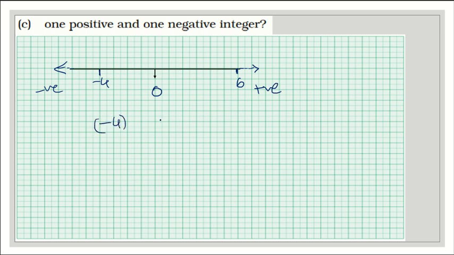Obviously every negative number is left of each of the positive numbers. Therefore we say every negative number is less than each of the positive numbers or positive integers. So this is how we compare one positive and one negative integer.